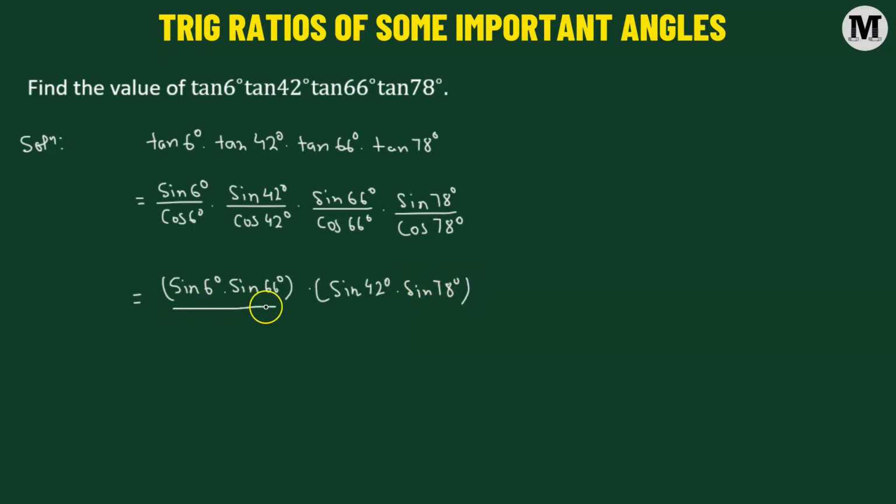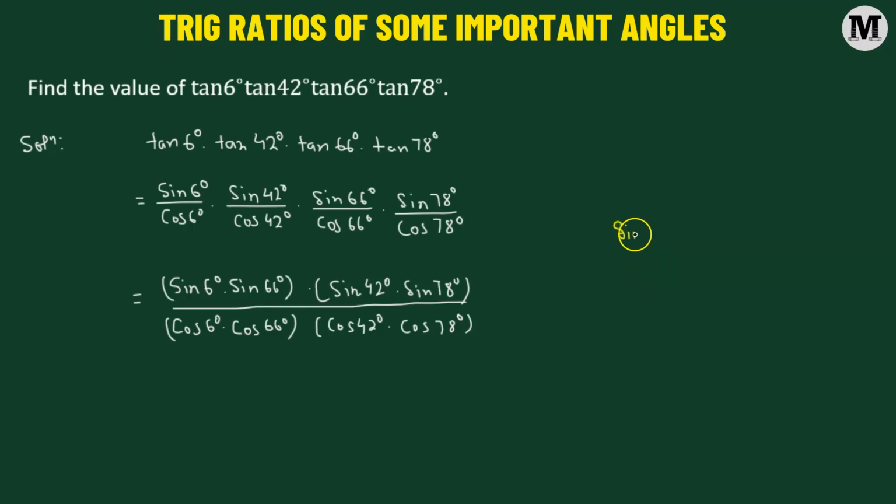So we're going to do the same thing to the denominator as well. We're going to take cosine of 6 degrees and multiply with cosine of 66 degrees. This is going to be one product, and the other product is going to be cosine of 42 degrees times cosine of 78 degrees. The reason why we're writing in this particular fashion is because we have two formulas.